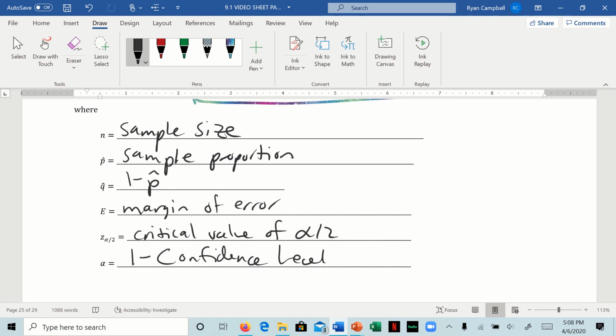So I would definitely suggest doing it in this order, making the critical value the last thing you do. Because again, if you round the critical value, you're going to have the wrong answer. So we want to make sure that we only round at the end of the problem.